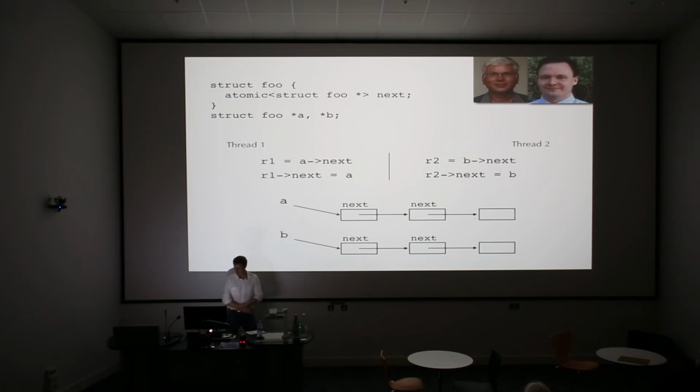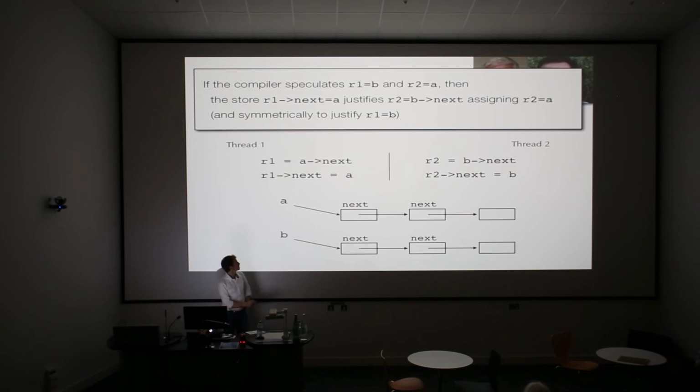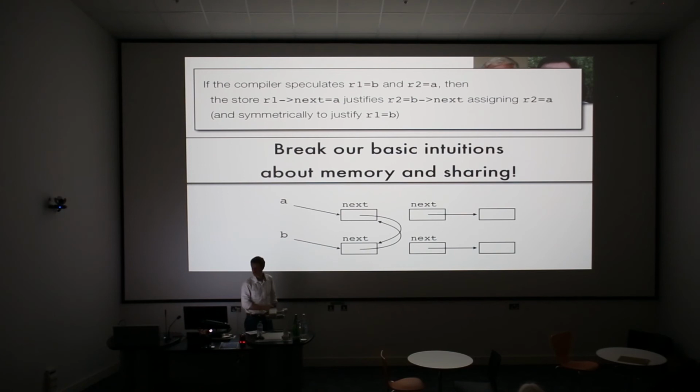Okay? Now, imagine that the compiler speculates that R1.next here is B. Why not? It might. And imagine that it speculates here that R2.next is A. Then you end up with this one, which is very bad because it breaks all our basic intuitions about memory and sharing. So the semantics of relaxed is very relaxed. You can, of course, implement this with stronger atomics, okay? But it is dangerous to use relaxed.